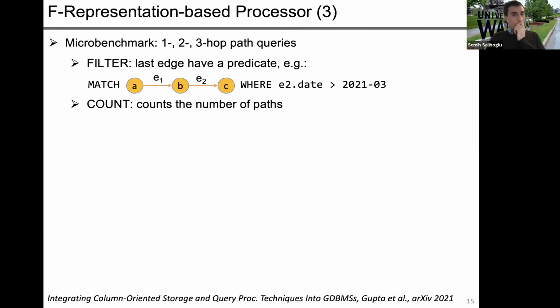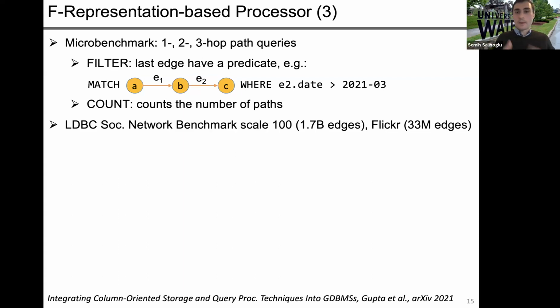So let me just show you what kind of performance gains you could expect when you move from a flat-based representation to a factorized F representation on a micro benchmark. This is a micro benchmark that we are using to evaluate these benefits. I have three very classic queries, 1, 2, and 3 hop path queries, where I have two versions of the queries. The filter versions of the queries look for some k path where the last edge is going to have a predicate, and then a count version of the queries where we're just going to count the number of paths.